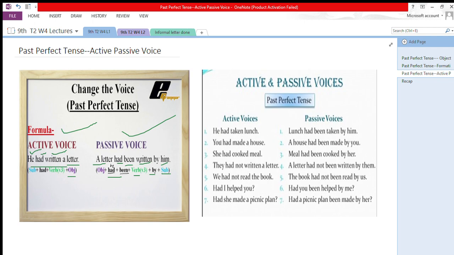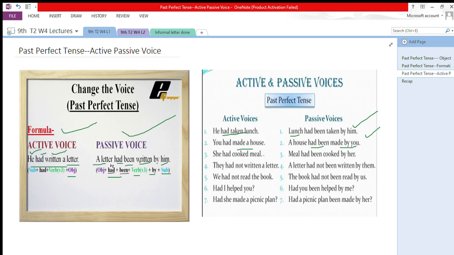Here I have a few more examples. He had taken lunch. Now, lunch had been taken by him. You had made a house. A house had been made by you. Now see, the subject becomes the object and the object becomes the subject. The helping verb is placed before the main verb, and which helping verb are we using in passive voice? Had been. Okay. The past participle remains as past participle. The preposition "by" is placed before the object.